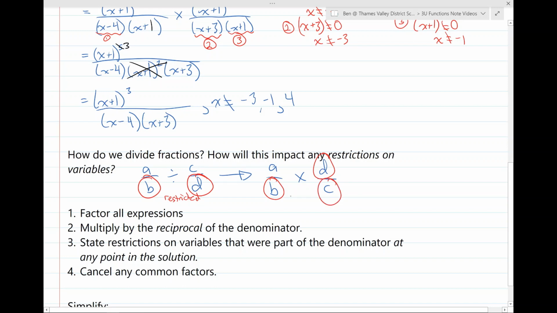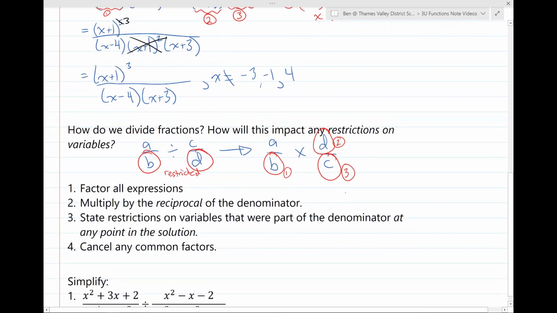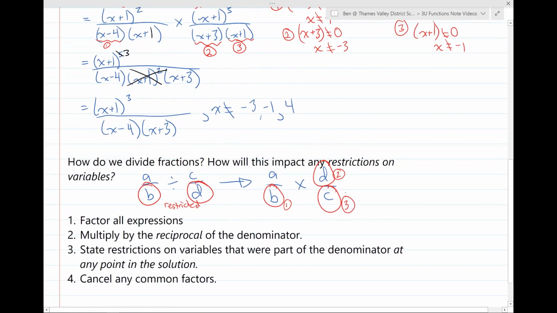So anything that shows up in any of these three spots at the beginning of the problem will need to have a restriction on it. So it adds a little bit more to the problem in terms of finding restrictions. So in order to find these restrictions, we need to start off by factoring all expressions, right? In particular, we need to make sure b, c, and d, anything in those three locations, are factored so that we can find all of the restrictions on variables.